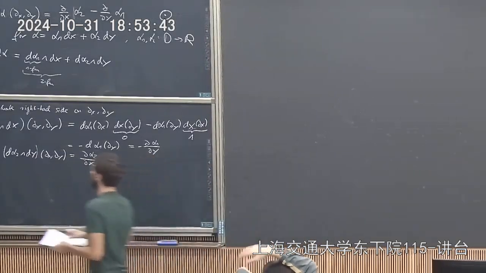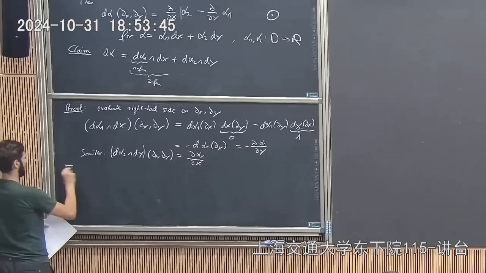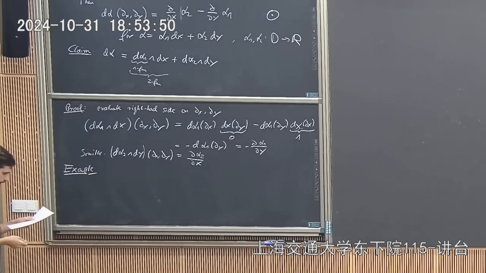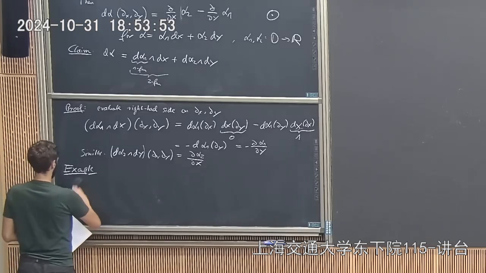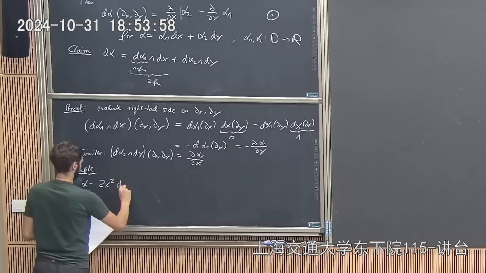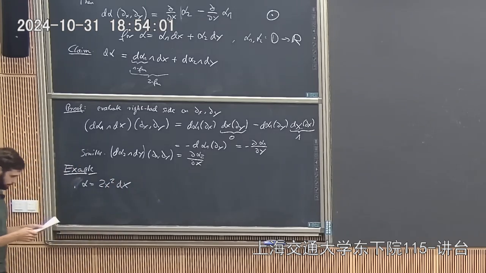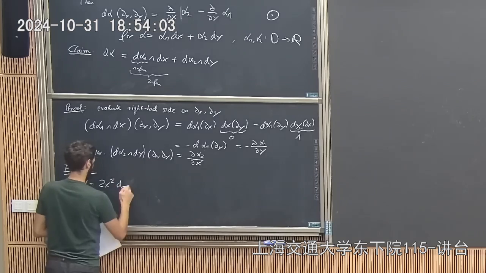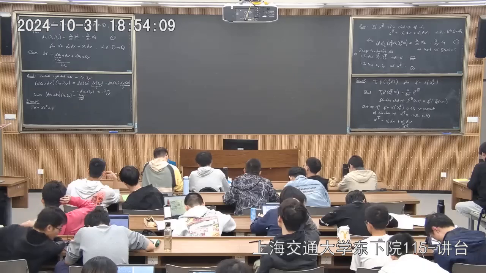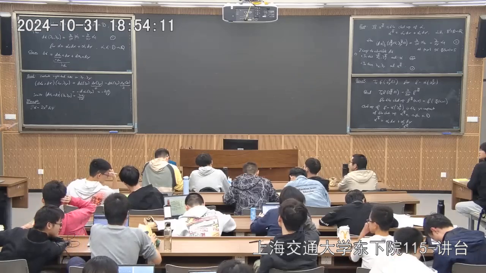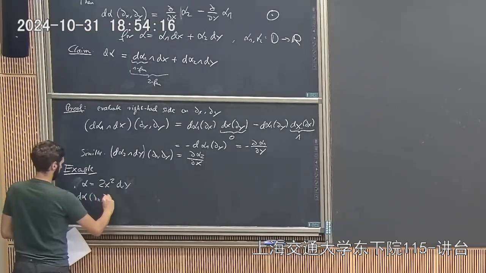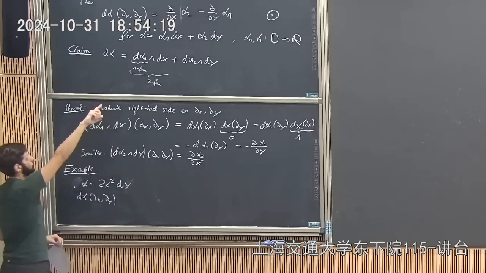So let's have a look at an example to make things a little bit more concrete. A very simple example is alpha being the one-form, which is just 2x squared dy. So that's a one-form. Let's first calculate what d alpha on dx and dy is, based on that formula up there.